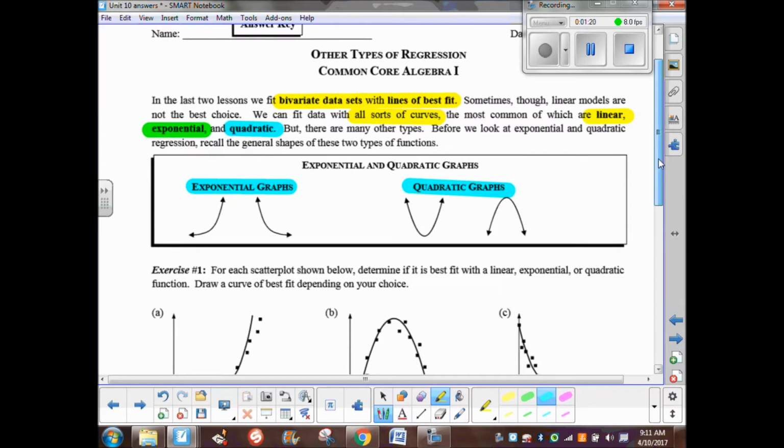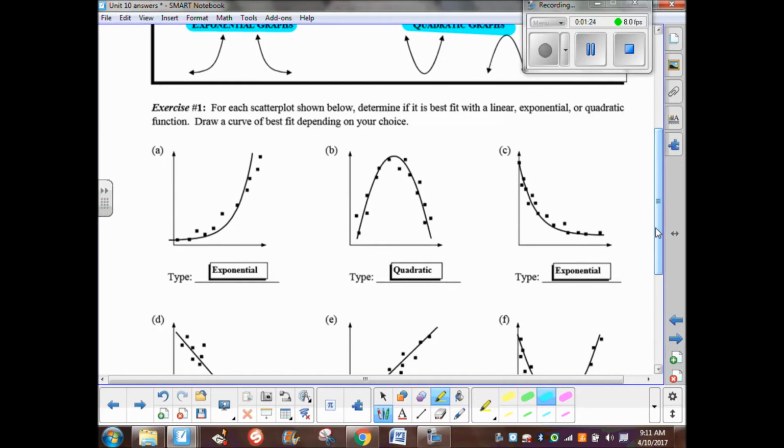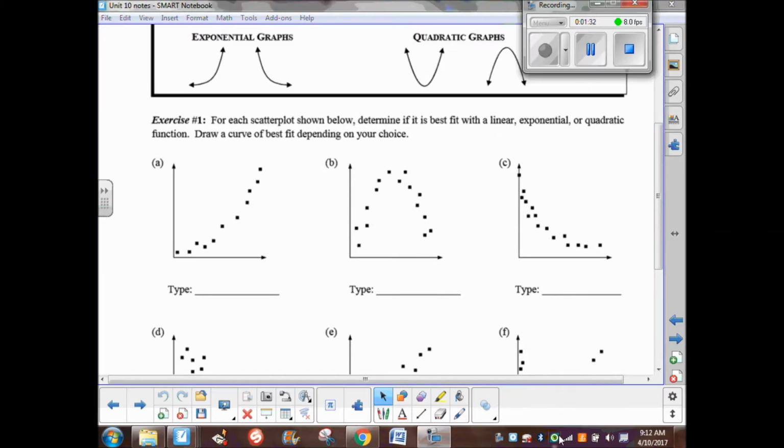So take a look at exercise 1. For each scatter plot shown below. Oh, these are the answers. Oh my goodness. All right, I gotta pause and go back to a different one. Okay, now that we don't have the answer key up.